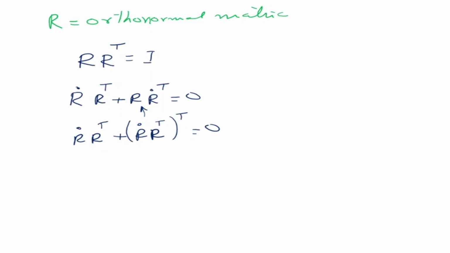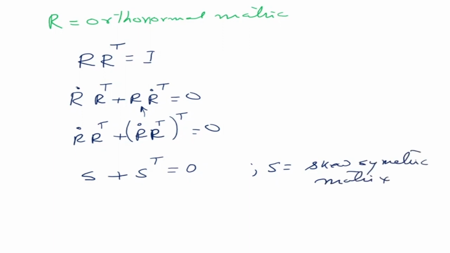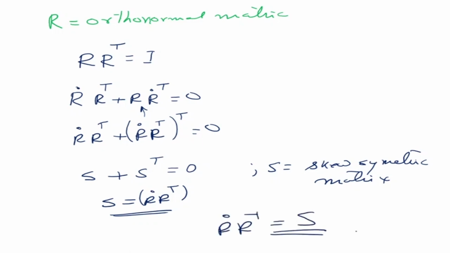What we see here, we can write as S plus S transpose is equal to 0. And what is S? S is a skew symmetric matrix, and S is equal to R dot into R transpose. This is something we have seen. So what it basically means is that R dot into R inverse is equal to a skew symmetric matrix S.